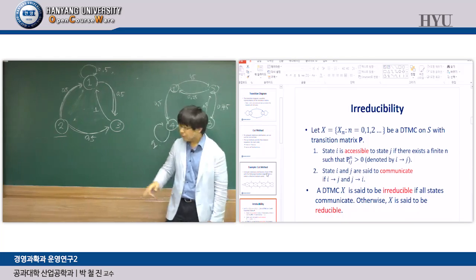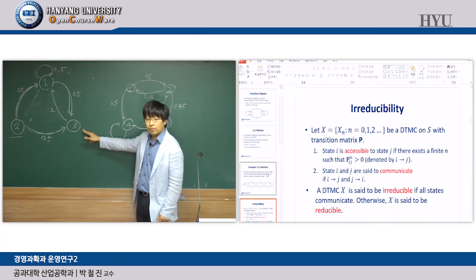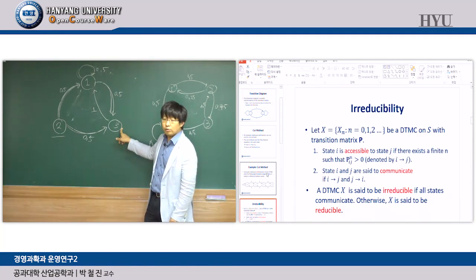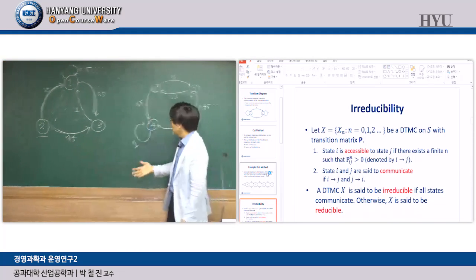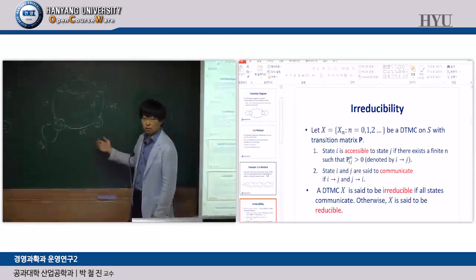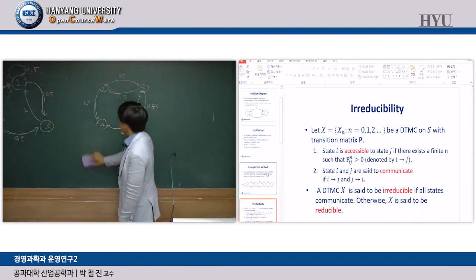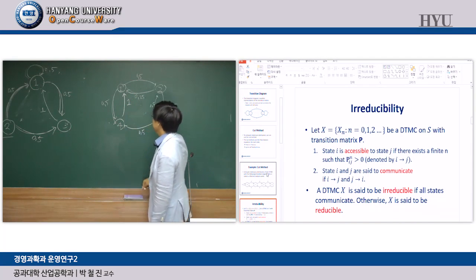What do you think about this one? No, because for 2 and 3, there's no way to communicate. 2 and 1, right? Similar. In this case, no. But how about this one? 4 to 1. What do you think?